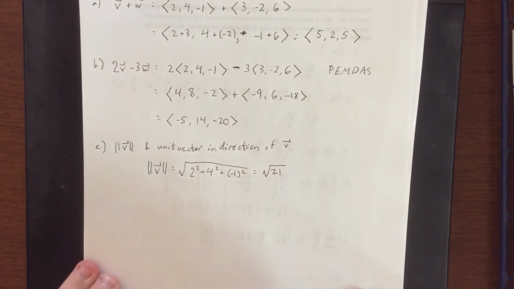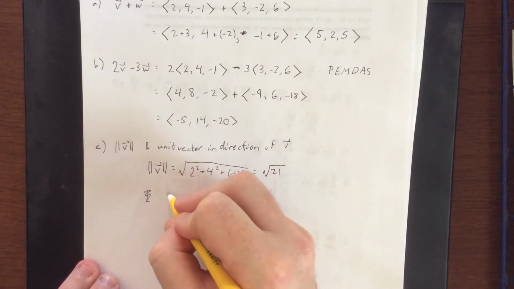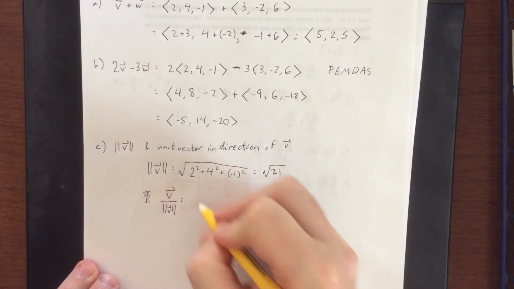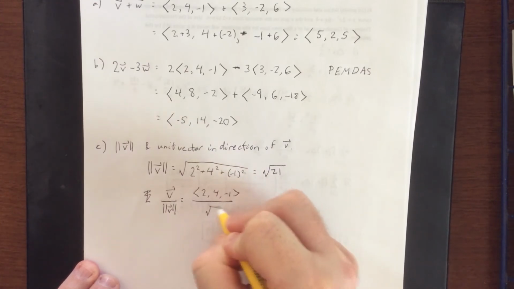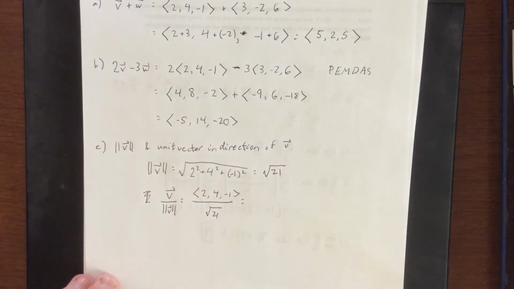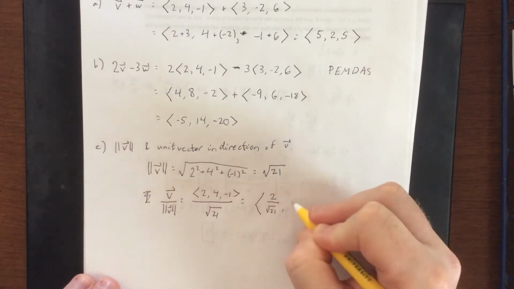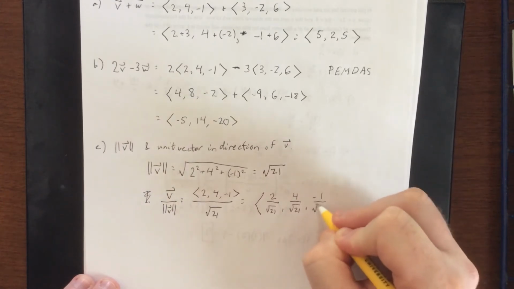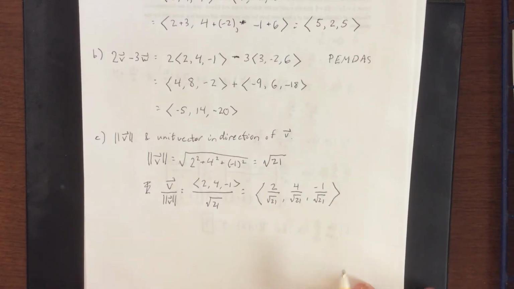The unit vector in the direction of v is going to be vector v divided by the magnitude of v. So we'll be taking the components 2, 4, -1, and dividing them all by the square root of 21. So your vector will be 2 divided by the square root of 21, 4 divided by the square root of 21, and -1 divided by the square root of 21. If you feel like rationalizing those denominators, please feel free to do so. Otherwise, it's no obligation to do so.